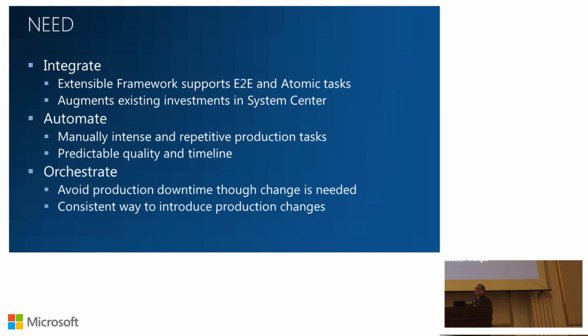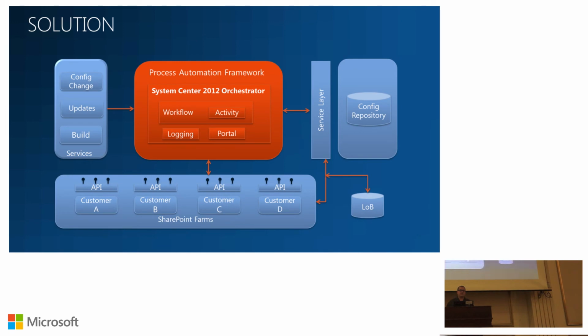So we need to integrate. We need to support our end-to-end stuff. We need to automate certain production tasks. We need to be predictable and we need to have certain times. Orchestrate, avoid production downtime. So change is needed. Consistently introduce production changes. That's what we're going to do.